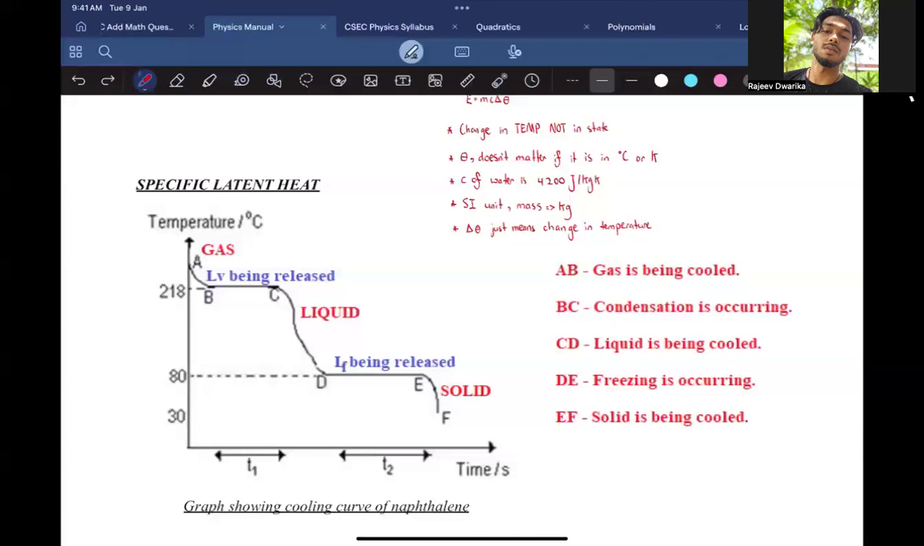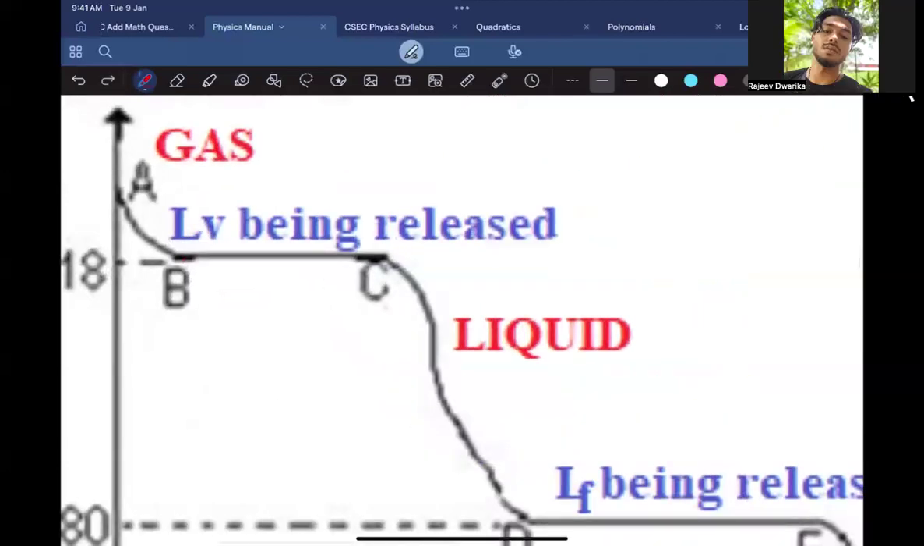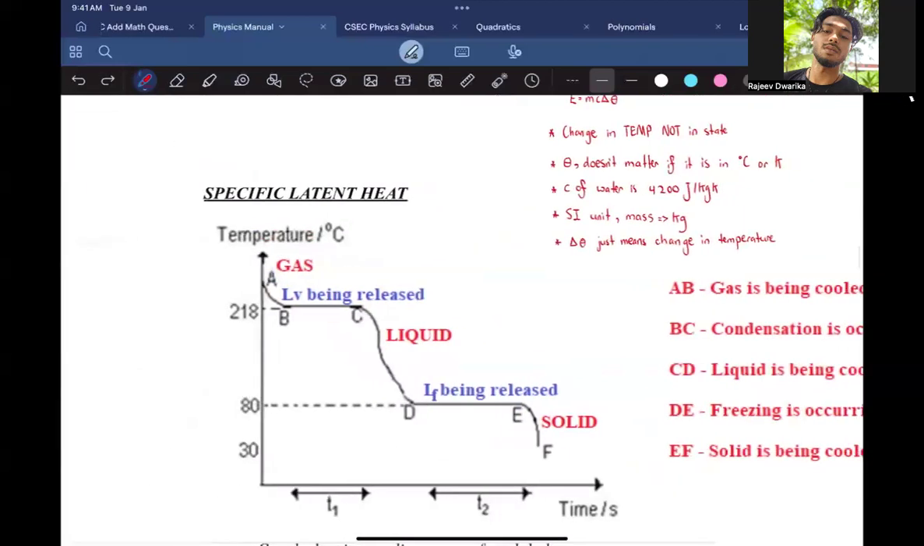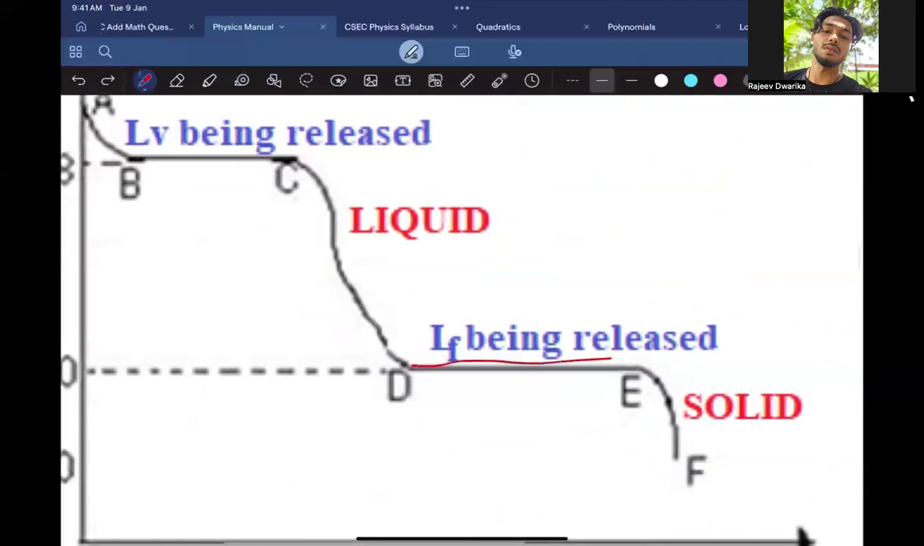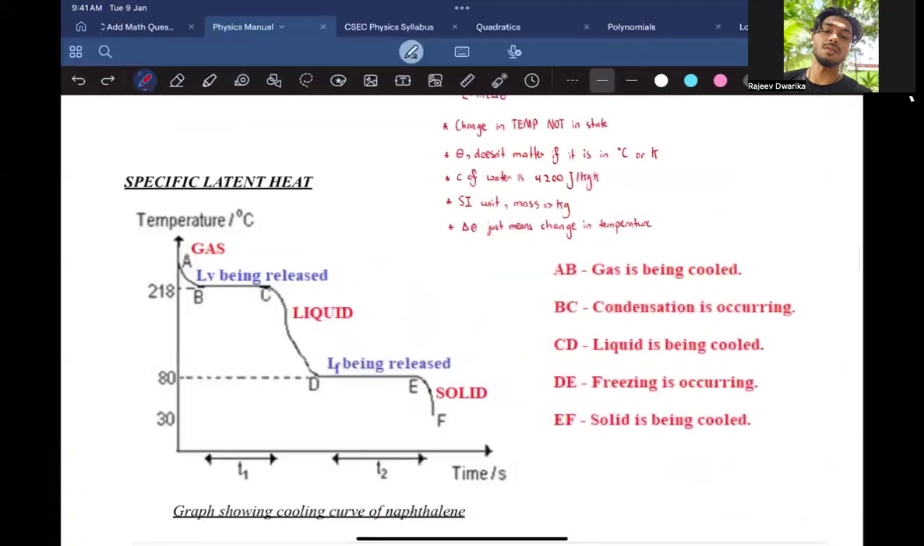Something I should tell you, right? This LV is supposed to be on the line. Yeah, supposed to be on the line. This LF is supposed to be on the line too. And LV, does anybody know what LV stands for?